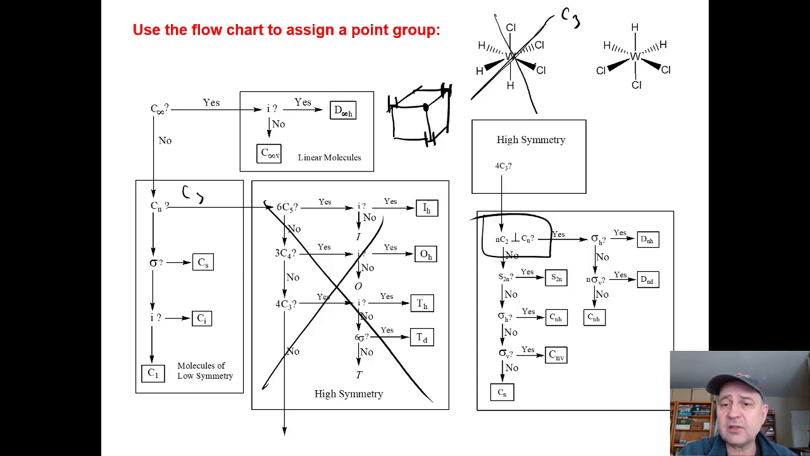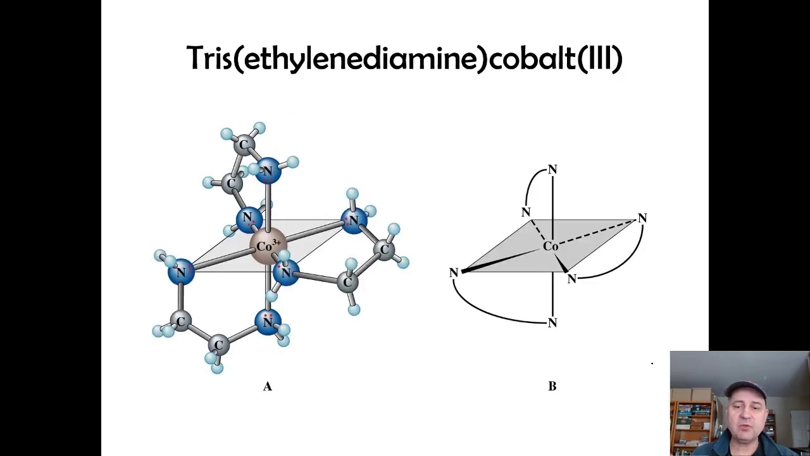It would have to go through here because remember we have the C3 here now. But we do have vertical mirror planes. We have several, and so this is also a C3V. All right, so you do need to practice this, I am sure.